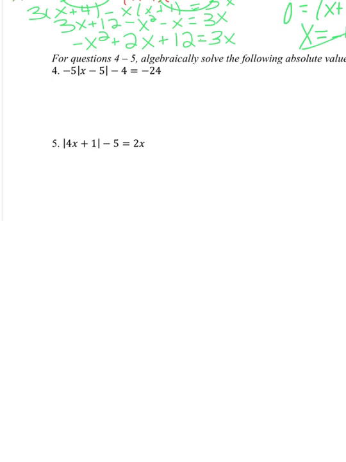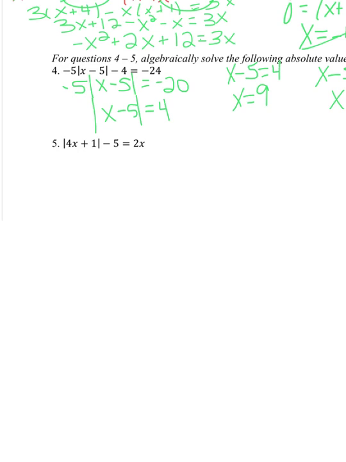And then 4 and 5, absolute value equations. Very straightforward. Isolate the absolute value, set up two equations, and then solve each one and check them. So for number 4, I'm going to add the 4 over. So negative 5 times the absolute value of x minus 5 is equal to negative 20. So the absolute value of x minus 5 is equal to 4. So I set up two equations. x minus 5 equals 4, and x minus 5 equals negative 4.